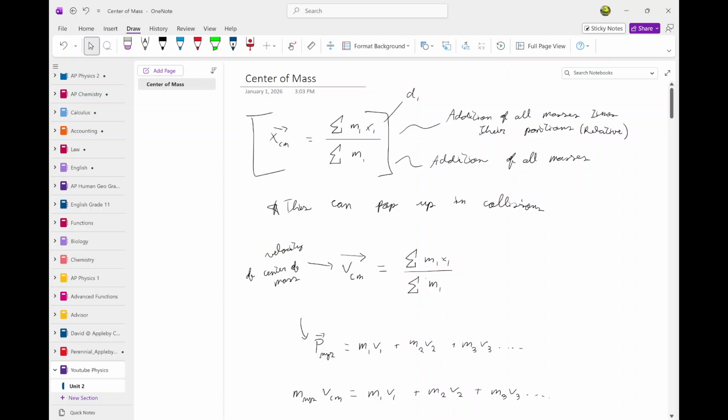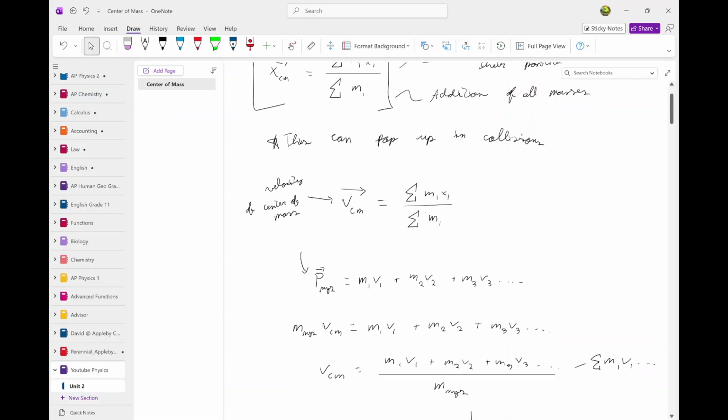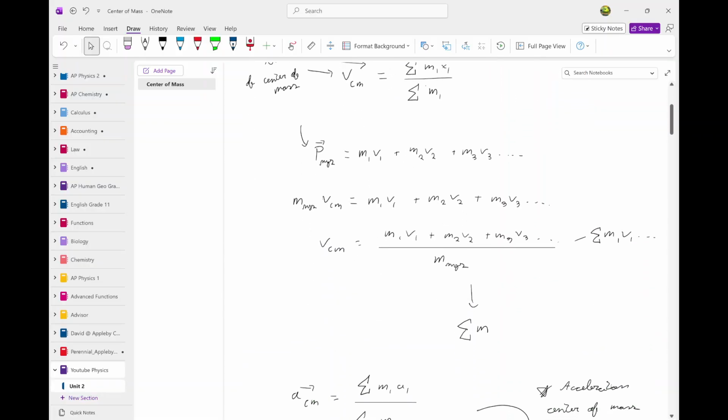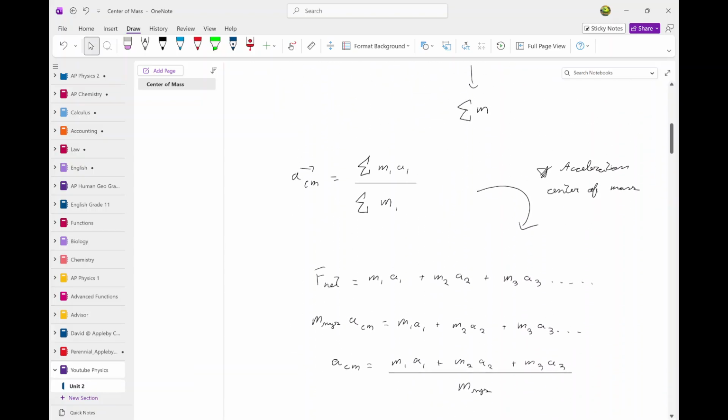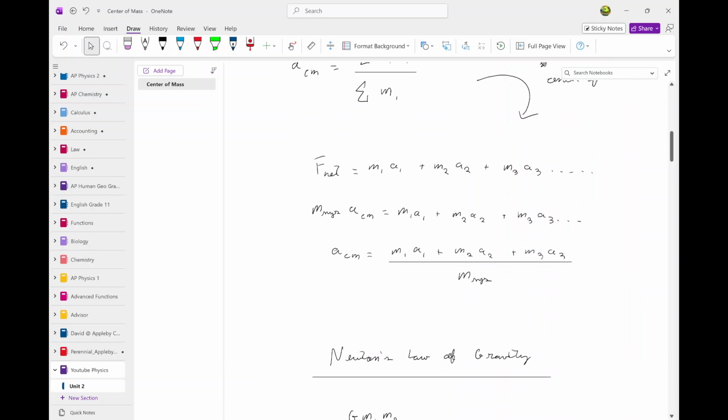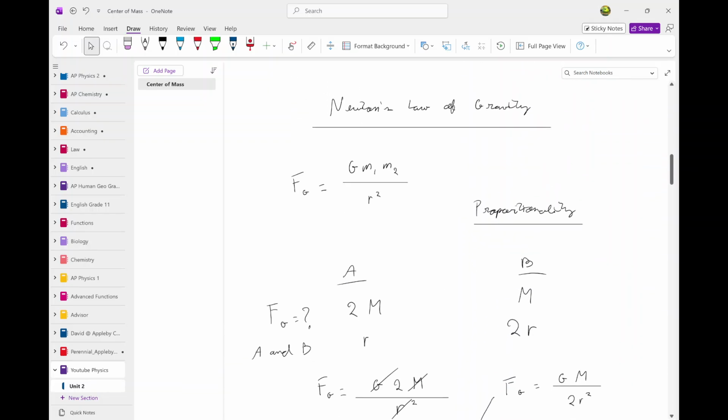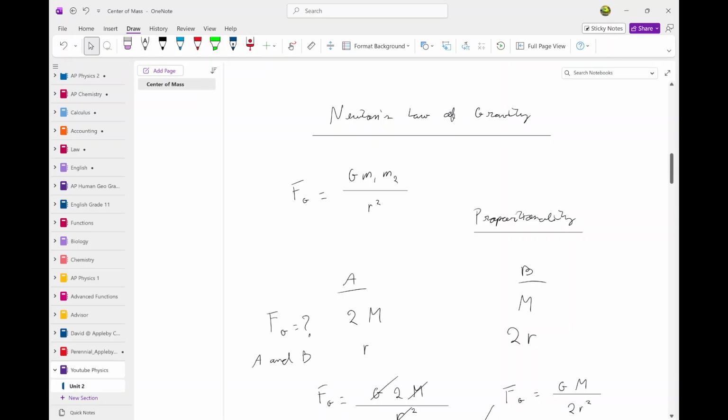So let's just do a quick review here. The center of mass is the addition of all the masses times the position relative to the object divided by the addition of all masses. This can pop up in collisions. There's also the velocity center of mass, which you derive from momentum, and then the acceleration center of mass, which is just F equals ma. Those are not important. Newton's law of gravity is pretty important.